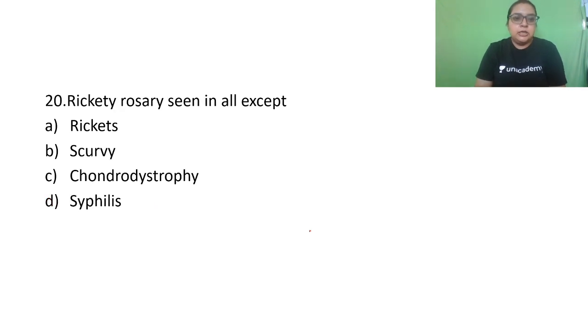Now solve this. Rickety rosary seen in all except rickets, scurvy, chondrodystrophy, and syphilis. Again, a very straightforward question, very simple question. Rickety rosary, rachitic rosary, whatever you want to say, is seen in all except rickets, scurvy, chondrodystrophy, syphilis. Very good. So the differentials for rachitic rosary or rickety rosary are rickets, scurvy, and chondrodystrophy.